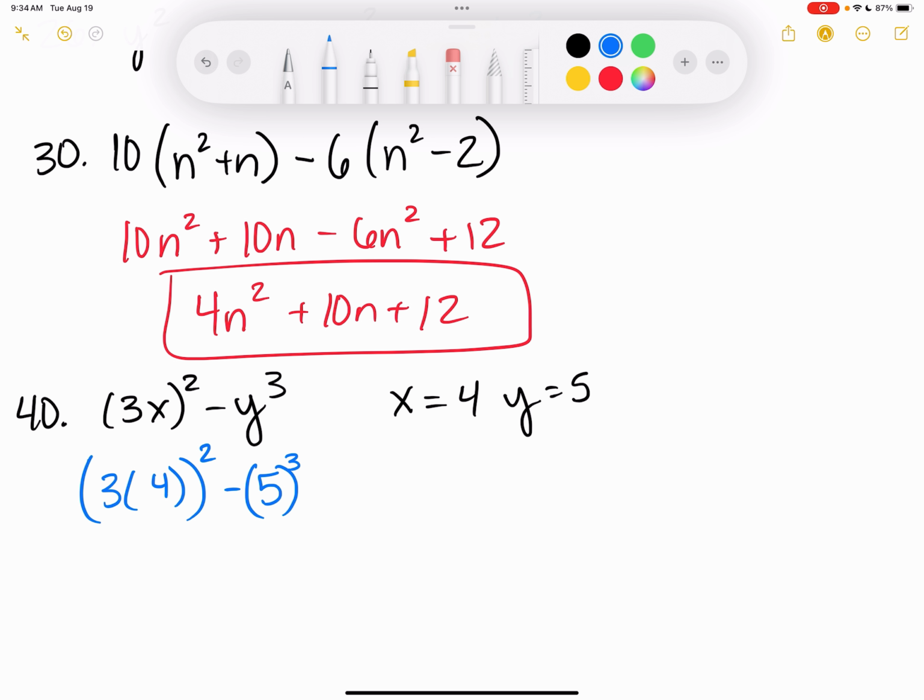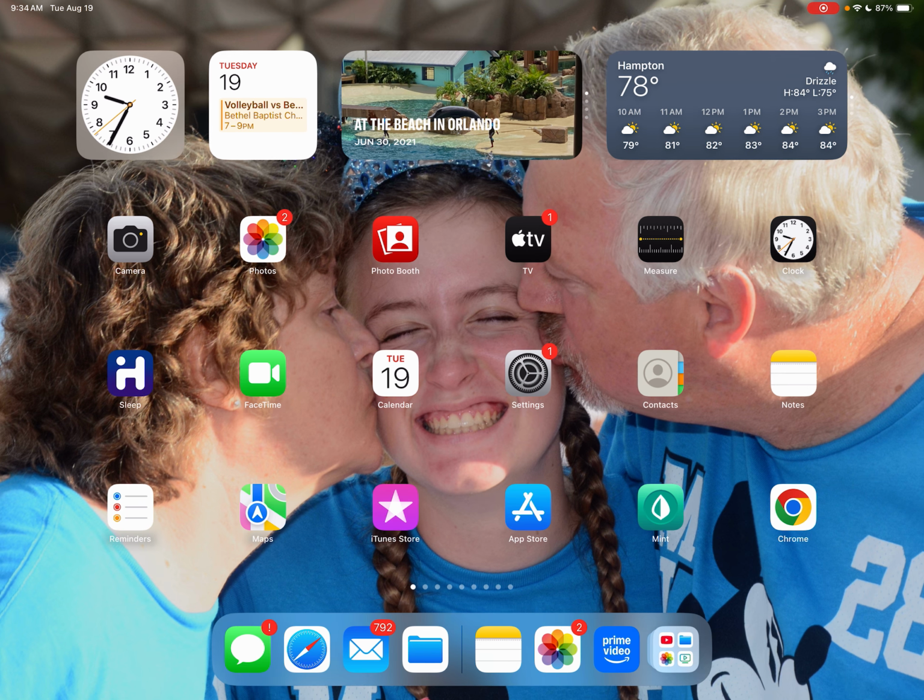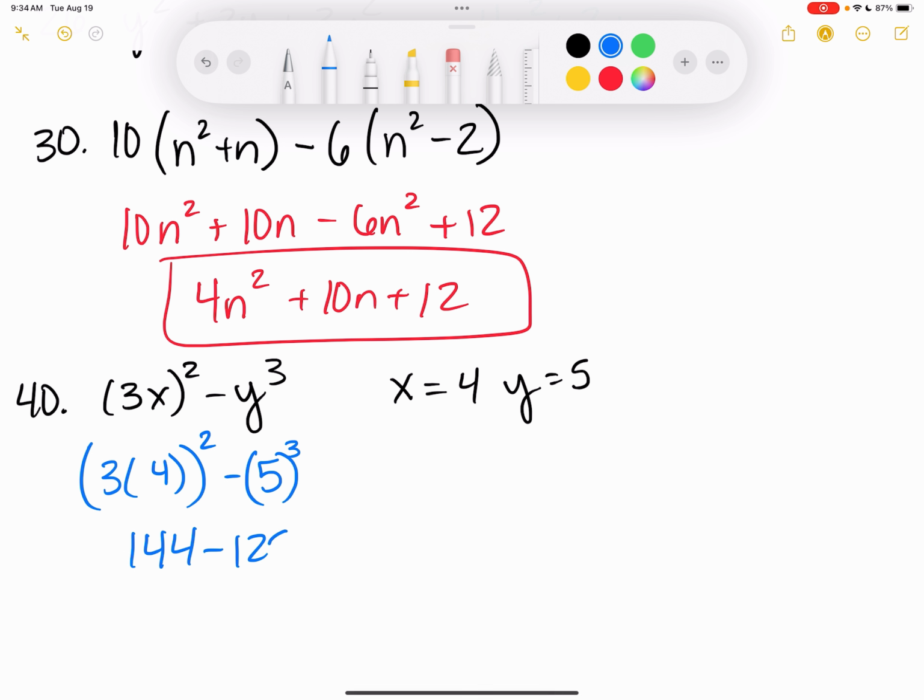So what's this first piece going to give me? 3 times 4 is 12. 12 squared is 144. And then minus 5 cubed is 125. So then that gives us 19.